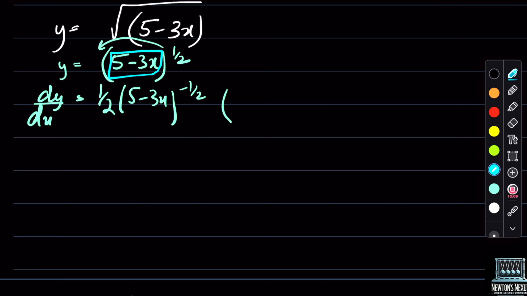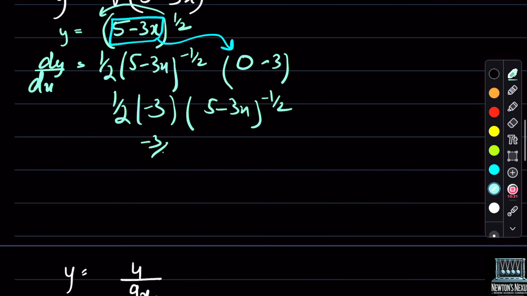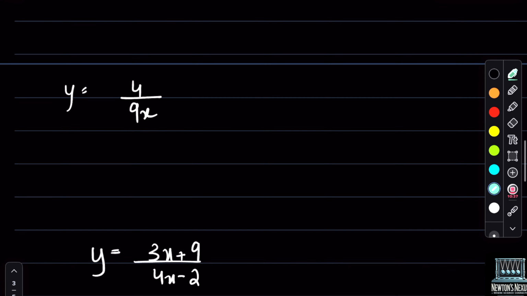Okay, so now the derivative of the box. Well, what is the derivative of 5 minus 3x? Again, 5 is a lone constant, so it's 0, and x's coefficient is negative 3, so it's simply negative 3. So it becomes half into negative 3 into 5 minus 3x to the power of negative half. So it becomes negative 3 by 2 into 5 minus 3x with the power of negative half. So that's my derivative. So that wasn't really easy.